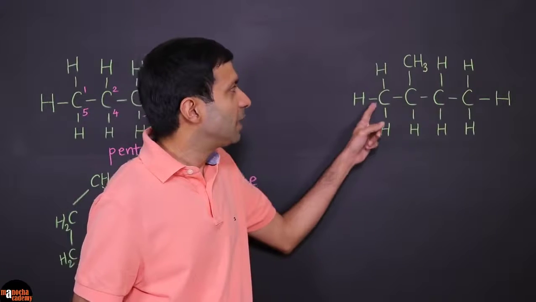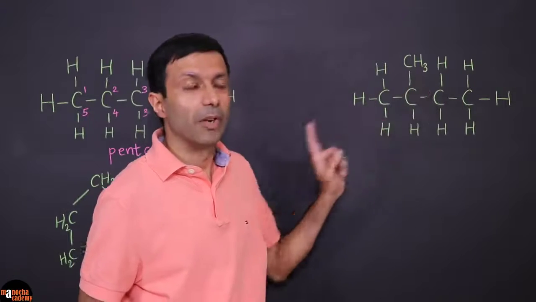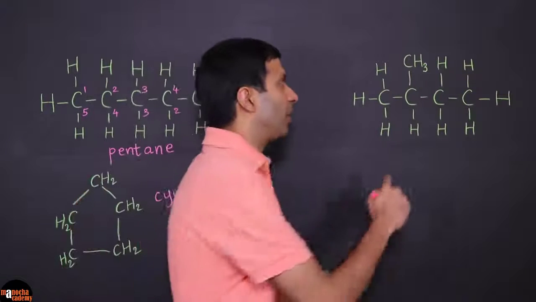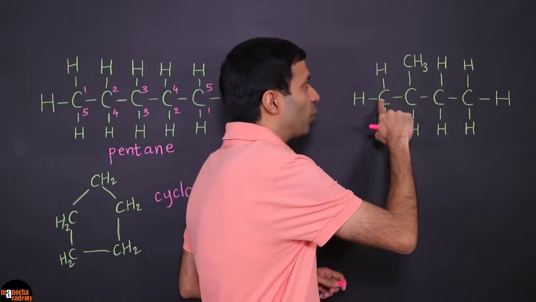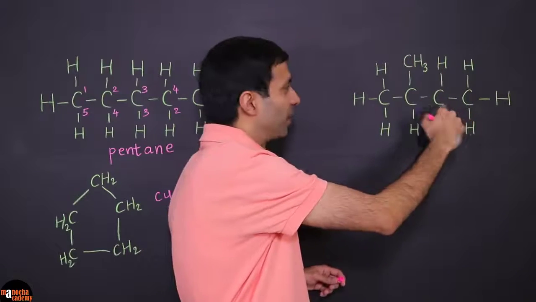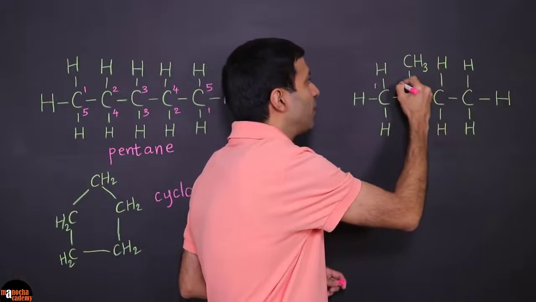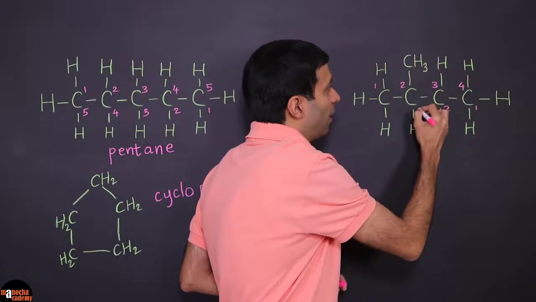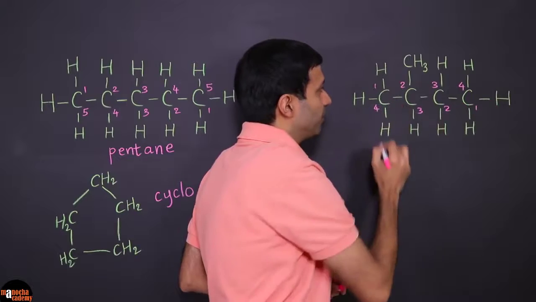Now let's take a look at this compound. So this also has 5 carbon atoms, but remember, we need to find the longest continuous carbon chain. So it's going to be this one. You can't go up like this and come down. So let's number the longest continuous carbon chain. And as you can see, there are 4 carbon atoms here.